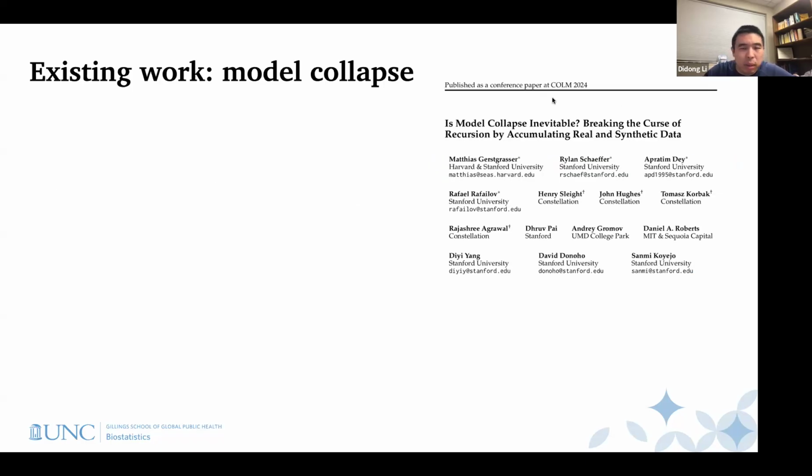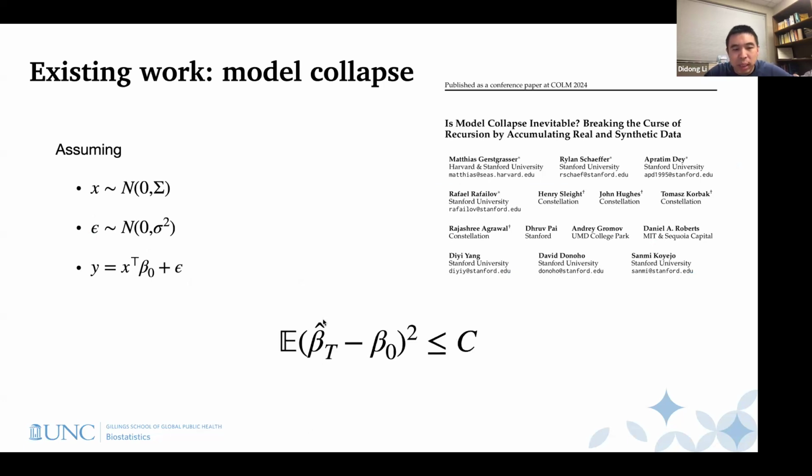Later on, in the same year, there's another paper studying this problem in a similar setup, but for regression. You assume your predictor follows a Gaussian, you have some noise, and your response variable y is a linear model of the input x with some ground truth regression coefficient beta 0. They show that under this recursive training, the distance between the estimated regression coefficient and the ground truth is bounded. That means it doesn't blow up, but it doesn't show it's consistent. It just shows the distance is bounded. It may go to 0 or not.